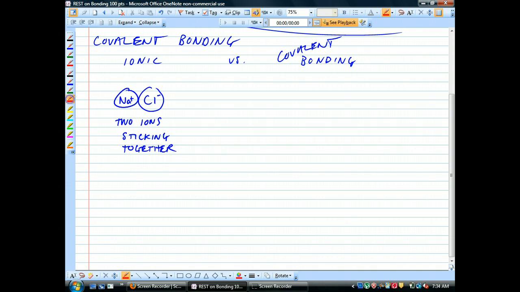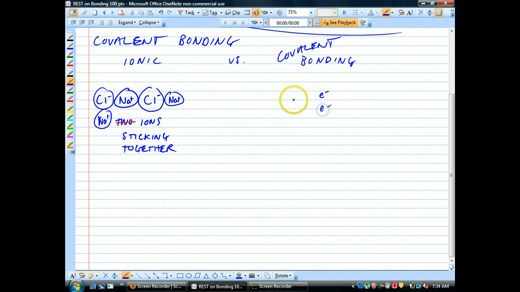And actually, I shouldn't really say two, because it's usually many. Right? So in other words, this could go on and on and on, and it typically would just form a crystal like that. Ions sticking together, but the point is the whole atom is charged. And it's either negatively charged or positively charged, and then they stick together. Whereas with covalent bonding, we have a different model.